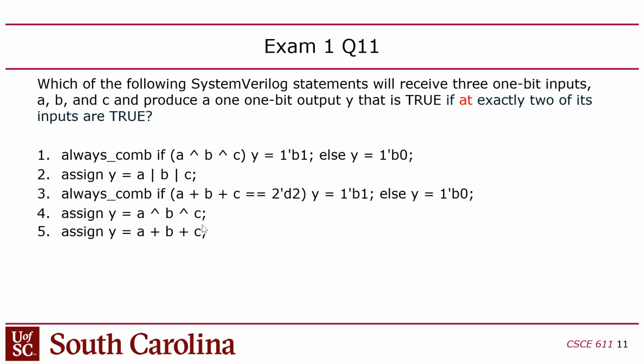Okay, which of the following SystemVerilog statements will receive 3 1-bit inputs, A, B, and C, and produce a 1-bit output Y that is true if exactly 2 of its inputs are true? There was a little typo in this one that said "if at exactly." The "at" was extraneous. If exactly 2 of its inputs are true. So this one, let's see, if A plus B plus C is 2, then exactly 2 of its inputs are true, right? So it would be option 3.